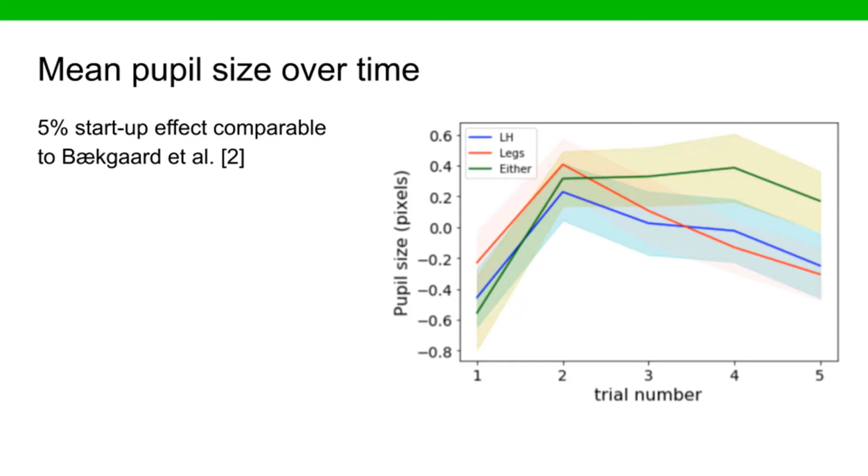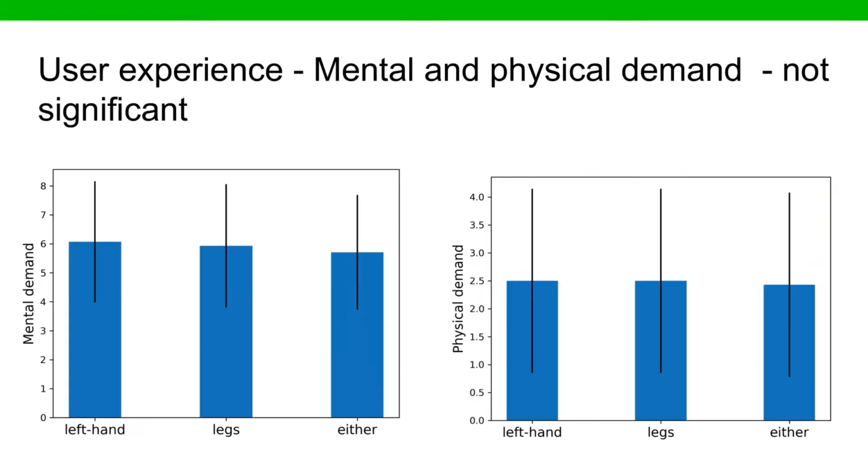But for the selection methods legs and left hand, we can see a decrease in pupil size after the second selection. However, we only had 5 targets per sequence, which may be too few to see any convincing trend, compared to 21 targets per sequence reported by Bekgaard et al.